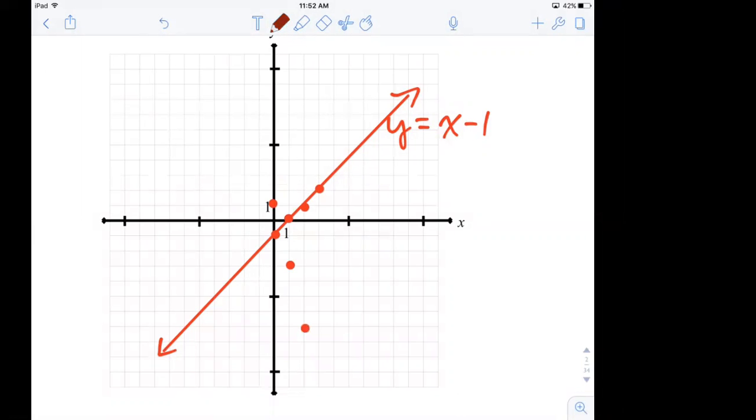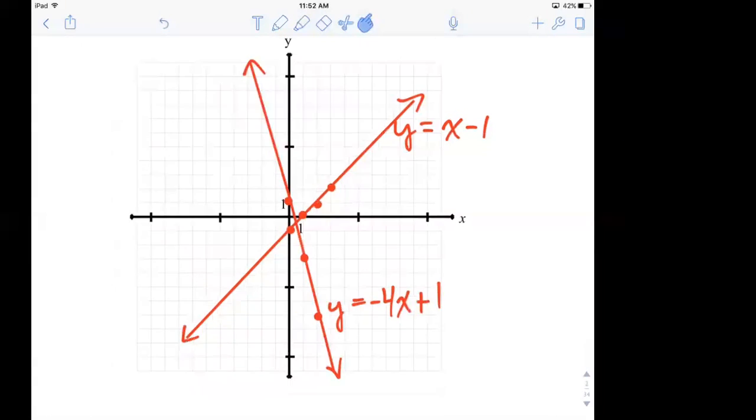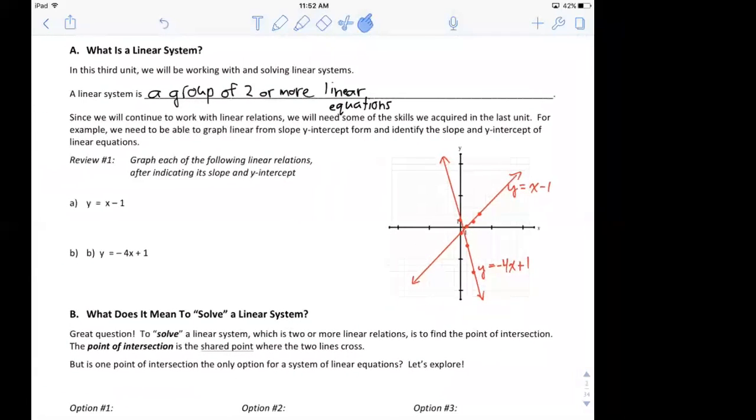Now that I have those 3 points, once again, I can just connect a line that goes through each of them. Let's try that again, make a nice straight line. And this would be y equals negative 4x plus 1. So those are our 2 lines that we've drawn.